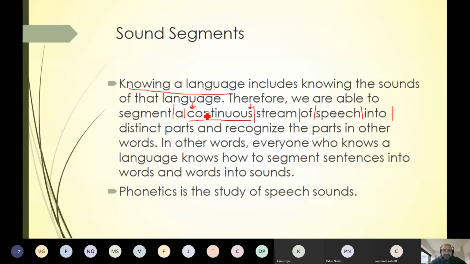The ability to, in an utterance, understand which are the initial sounds and final sounds, and also in between words, which are the sounds that make up a word. Okay, and that's what phonetics deals with, right? Speech sounds that make up words and larger utterances.